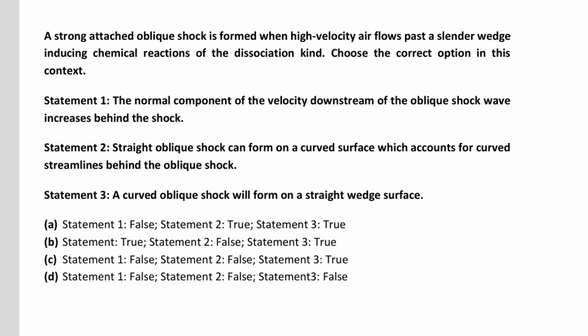Now we will see the next problem. A strong attached oblique shock is formed when high velocity air flows past a slender wedge, inducing chemical reaction of the dissociation kind. Choose the correct option in this context. Statement 1. Normal component of the velocity downstream of the oblique shock wave increases behind the shock. Statement 2. A straight oblique shock can form on a curved surface, which accounts for curved streamlines behind the oblique shock. Statement 3. A curved oblique shock will form on a straight wedge surface.